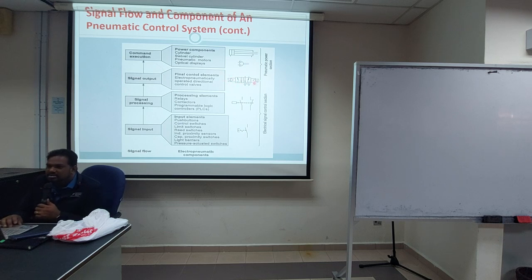Solenoid ni dia sambung dekat your ladder diagram. So ladder diagram untuk PLC. So you tekan dekat ladder diagram, so dia akan hantar signal dekat your pneumatic part. So maksudnya electro-pneumatic dia ada dua bahagian. Satu bahagian adalah electrical, satu lagi bahagian adalah pneumatic. Okay, so you need to know that. And the execution dia macam biasalah, dia gunakan cylinder or pneumatic motors.